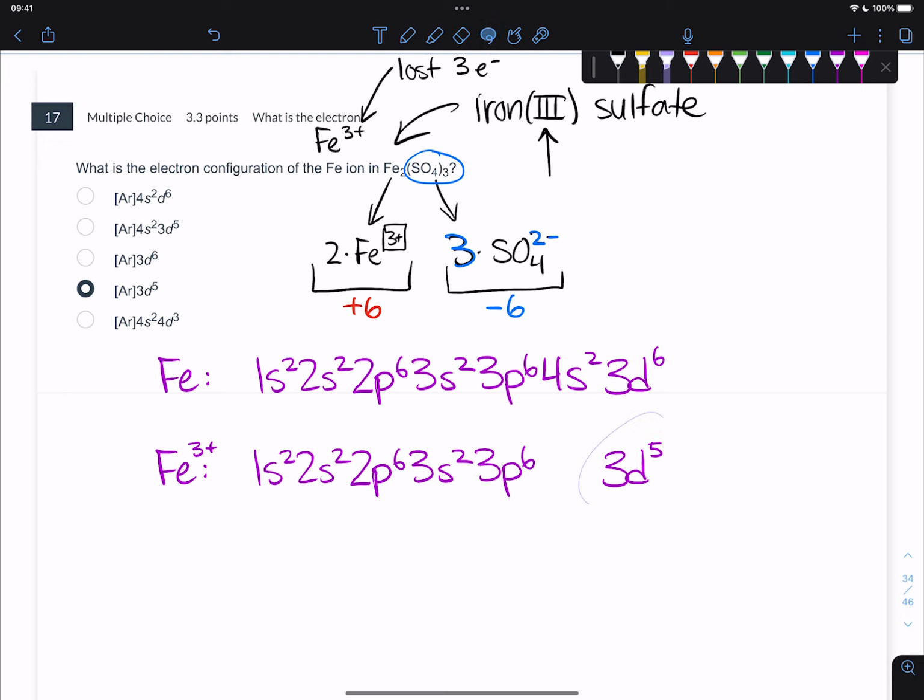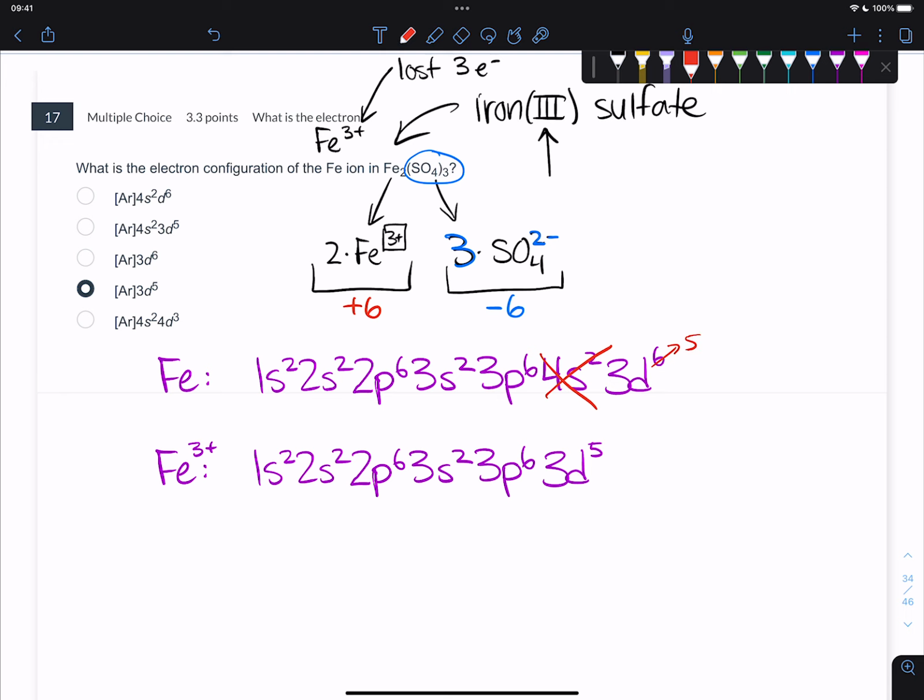So we've lost 3 electrons. We've lost the entire set of the 4s. So we lost 4s2 completely. And then we also have to take another one out. We had to take it from 3d. And that means it went from 3d6 to 3d5. So gone and gone, just so you can see how that transition worked.